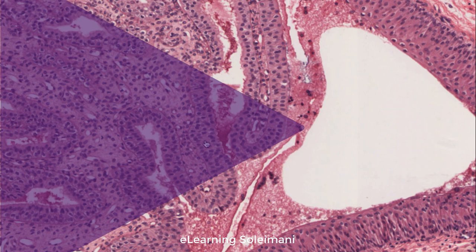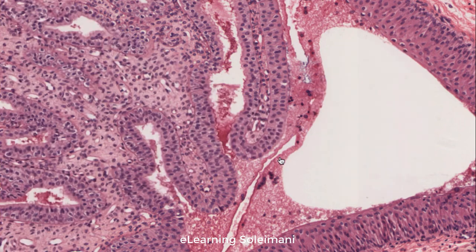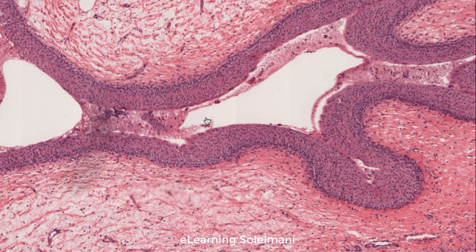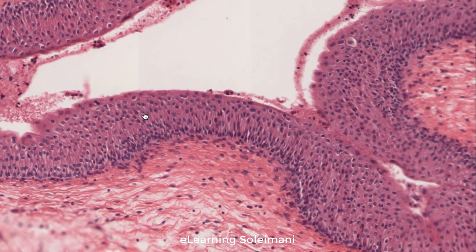At the tip of the pyramid, the minor calyx is seen, entering the major calyx. They are lined by transitional epithelium.